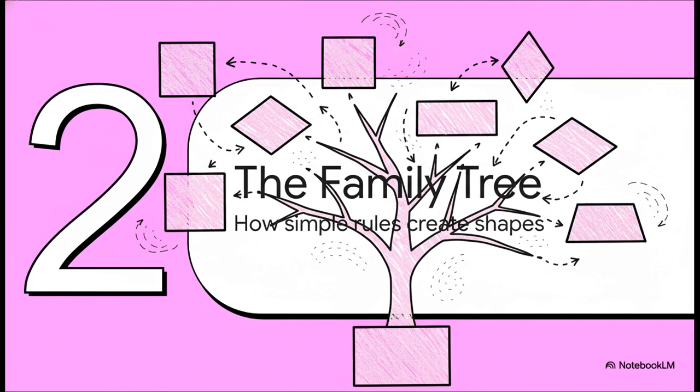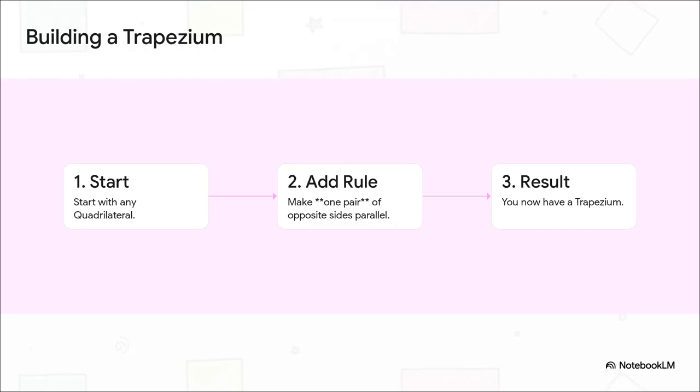All right, now let's see how these basics build into something really cool. Think of it like a family tree of shapes. We're going to start with our great ancestor, the basic quadrilateral, and watch how just adding a few simple rules creates all of its descendants. So, picture any random four-sided shape in your head. Now we apply just one little rule. Make one pair of opposite sides parallel to each other. And boom, you've just created the first child in our little family, the trapezium.